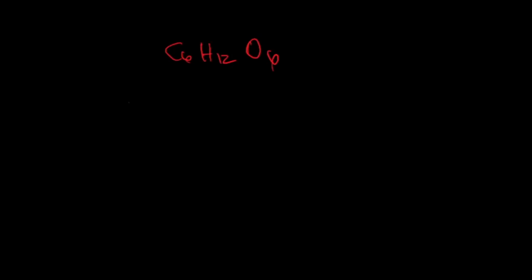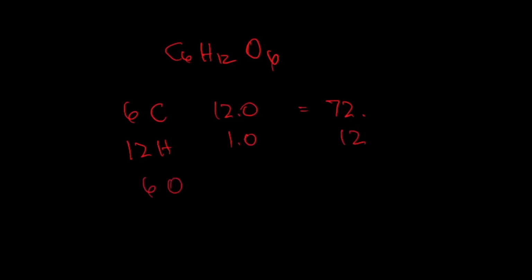C6H12O6. So we've got 6 carbons, and each carbon is 12.0. So 6 times 12 equals 72. We've got 12 hydrogens, and each hydrogen weighs 1.0. So 12 times 1 is 12. And you've got 6 oxygens, and each oxygen is 16. So 16 times 6 is 96.